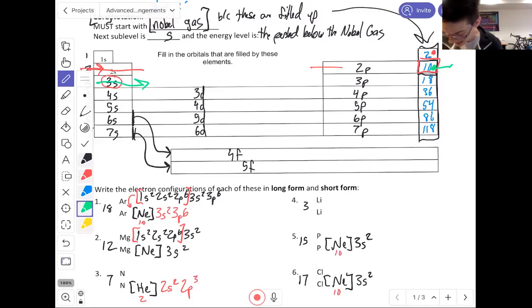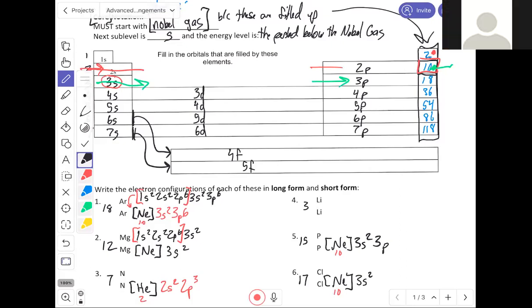After 3s, my periodic table says I bump over into 3p. How many do I need to have in p for phosphorus? 3. And how many do I need to have in p for chlorine? 5.